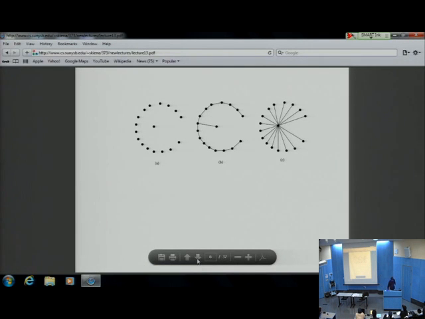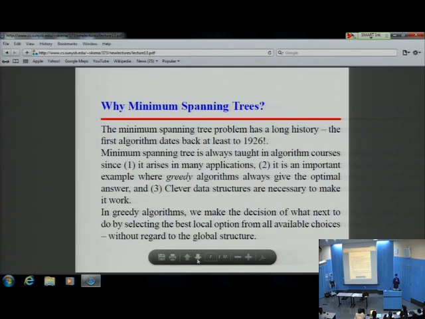So why is it that people care about minimum spanning trees? There are several reasons, some better than others. Why do people teach minimum spanning trees? One reason is there are a bunch of applications that it comes up in. I'll try to discuss some of them today, although some of them may sound a little hokey to you, just because you haven't experienced them yet.